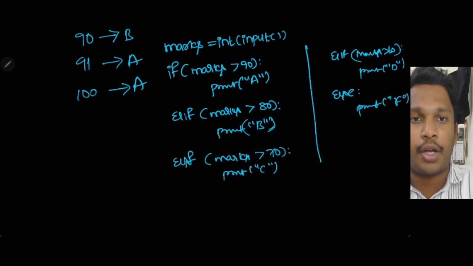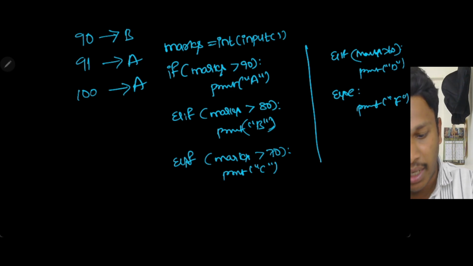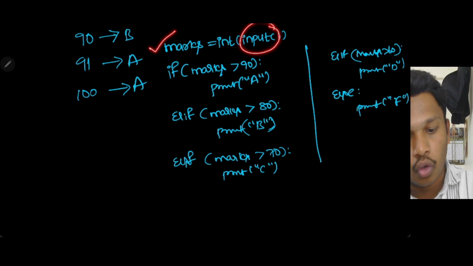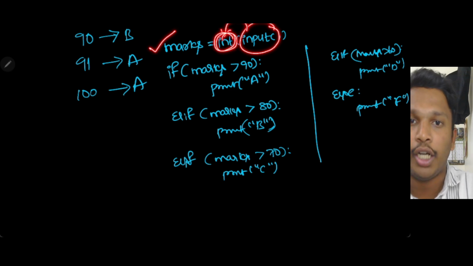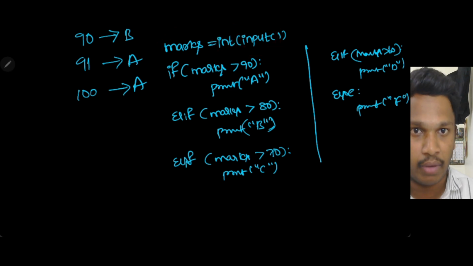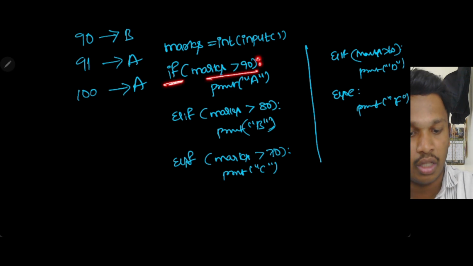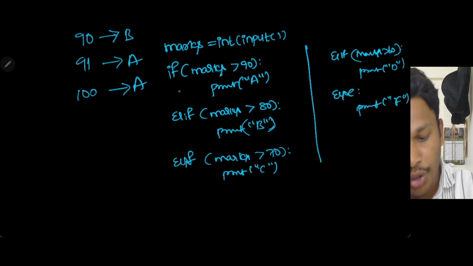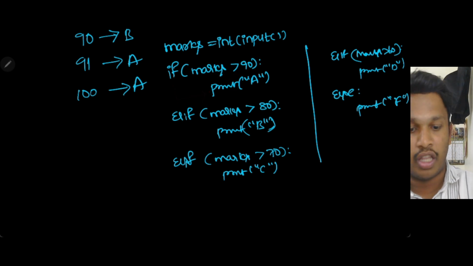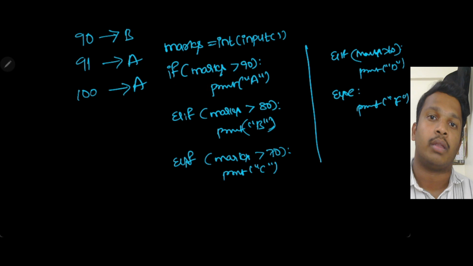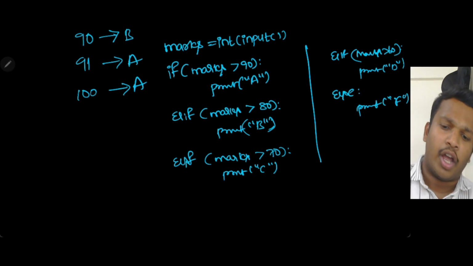This is the code. It's very simple. What you should understand is how I am writing it. First I took the marks. By default we'll get it as a string, so we need to typecast it into an integer, so I used int of input. Next, marks. If the condition is true, this is a colon. If the colon is true, we should give some indentation, and then write the code. Okay. This is the process.